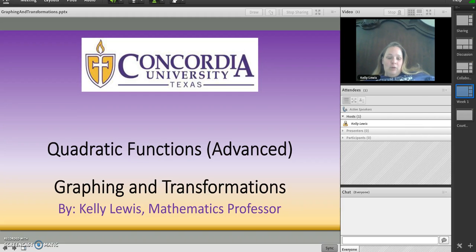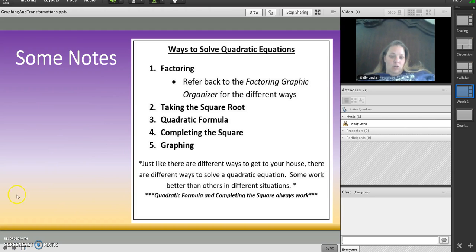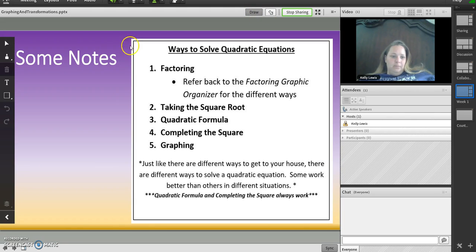Hi guys. So now we're going to learn about the very last way to solve and to analyze quadratic functions. Done factoring, taking square root, quadratic formula. You just learned about completing the square. Now we're going to talk about graphing and then their transformations.